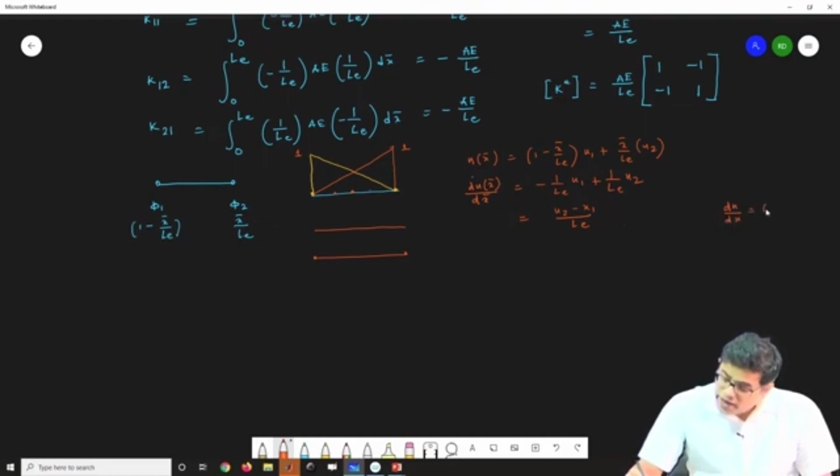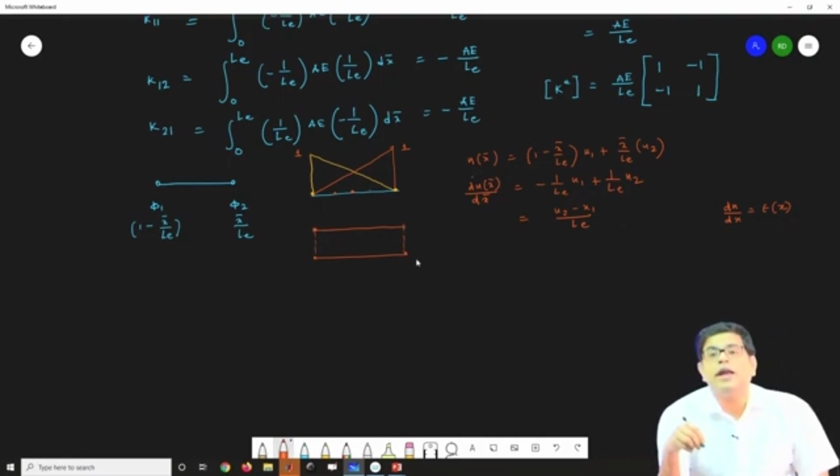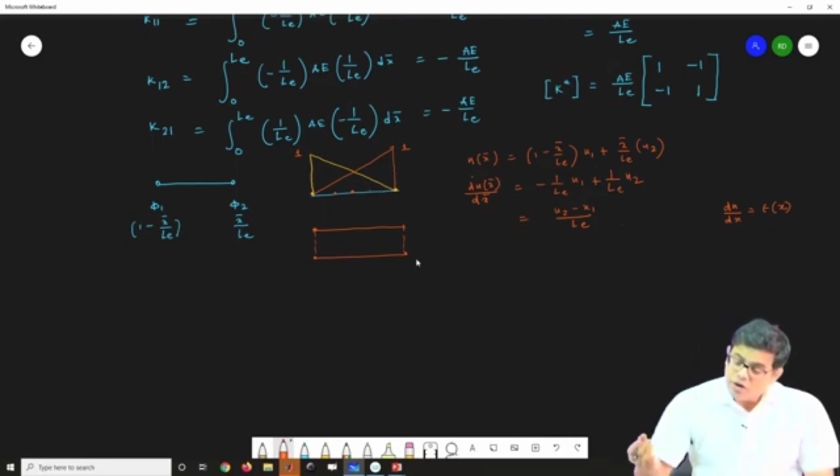So this is my epsilon x, that is my strain. So strain is constant here. So within the element the strain doesn't vary, because the first derivative is constant. So this is how we choose the element as per our requirement, or this is how we do the approximation as per our requirement.